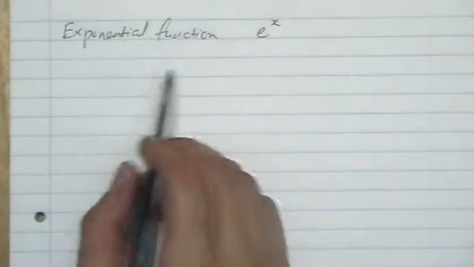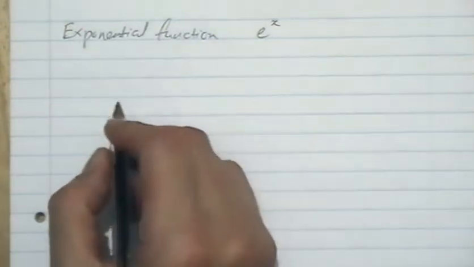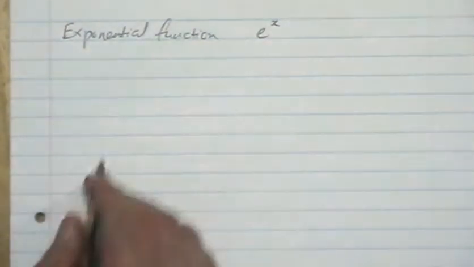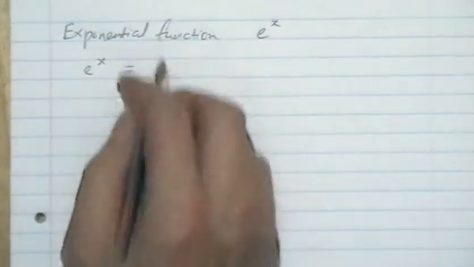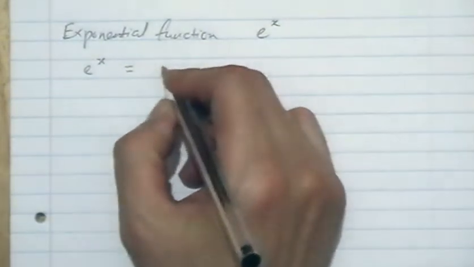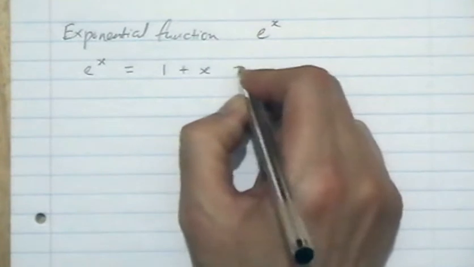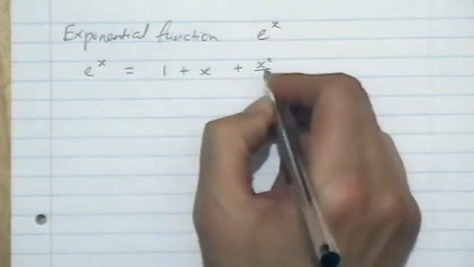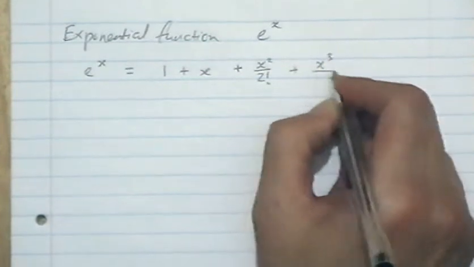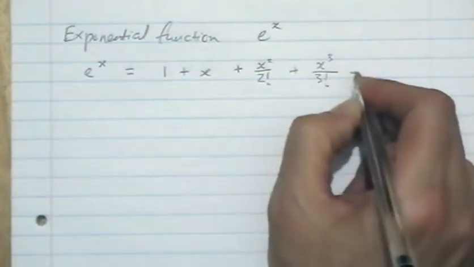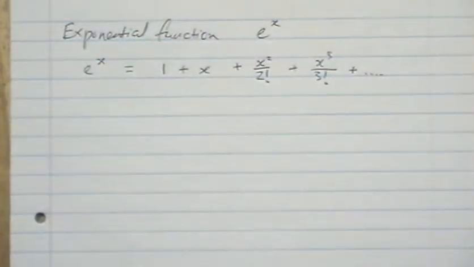Right, I'm going to talk about the exponential function. For this session, I want to prove that e to the power of x is equal to 1 plus x plus x squared over 2 factorial plus x cubed over 3 factorial and so on until infinity.